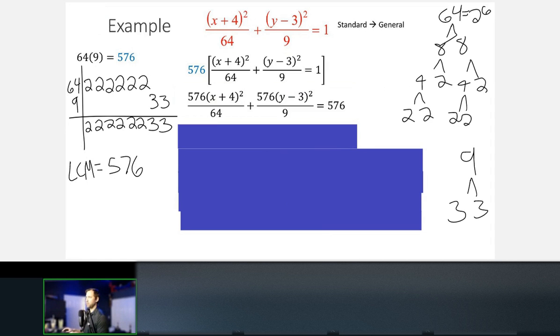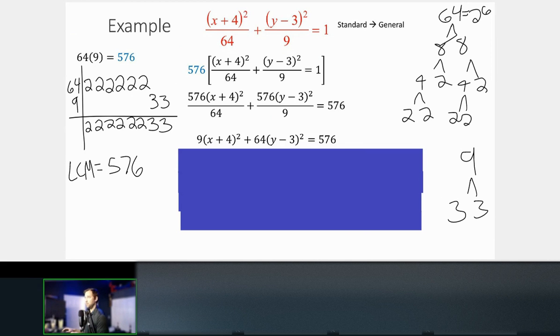But anyway, so we multiply every term by 576. And what that does is this reduces and it clears the fraction. This clears the fraction, and we get 1 times 576 is 576. And we get this. So 576 divided by 64 gives us 9. 576 divided by 9 gives us 64. And then that carries down.